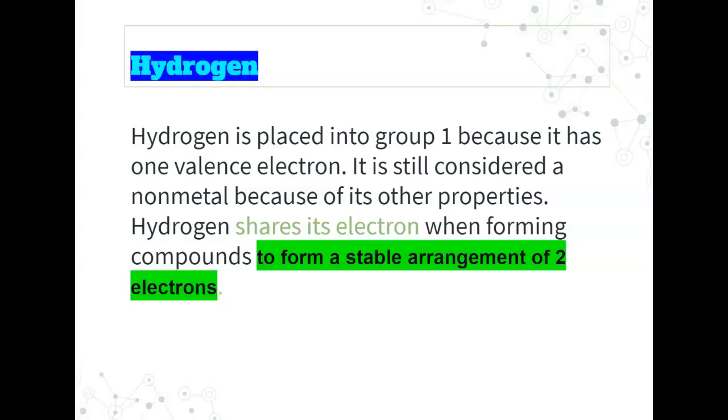Now we've said before that metalloids share properties of both metals and nonmetals, so they can gain electrons, they can share electrons, or they can lose. They can kind of do it all.